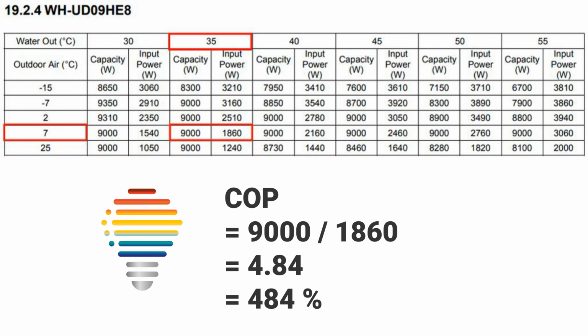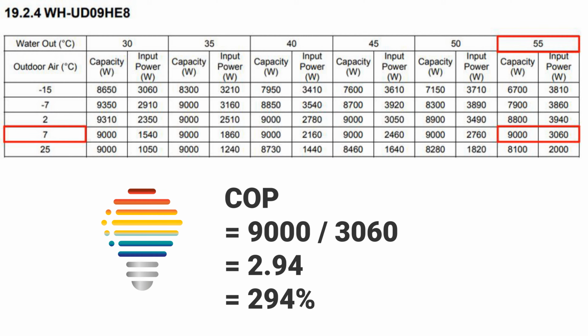Here we have the heating capacity table of a Panasonic 9 kilowatt 3-phase unit. In that table, you can see that at an outdoor temperature of +7 and a water flow temperature of 35 degrees, we have 9 kilowatt heating capacity delivered, and our input power is 1.86 kilowatt. When I put this in the formula, our COP is 4.8, or 480% efficiency.